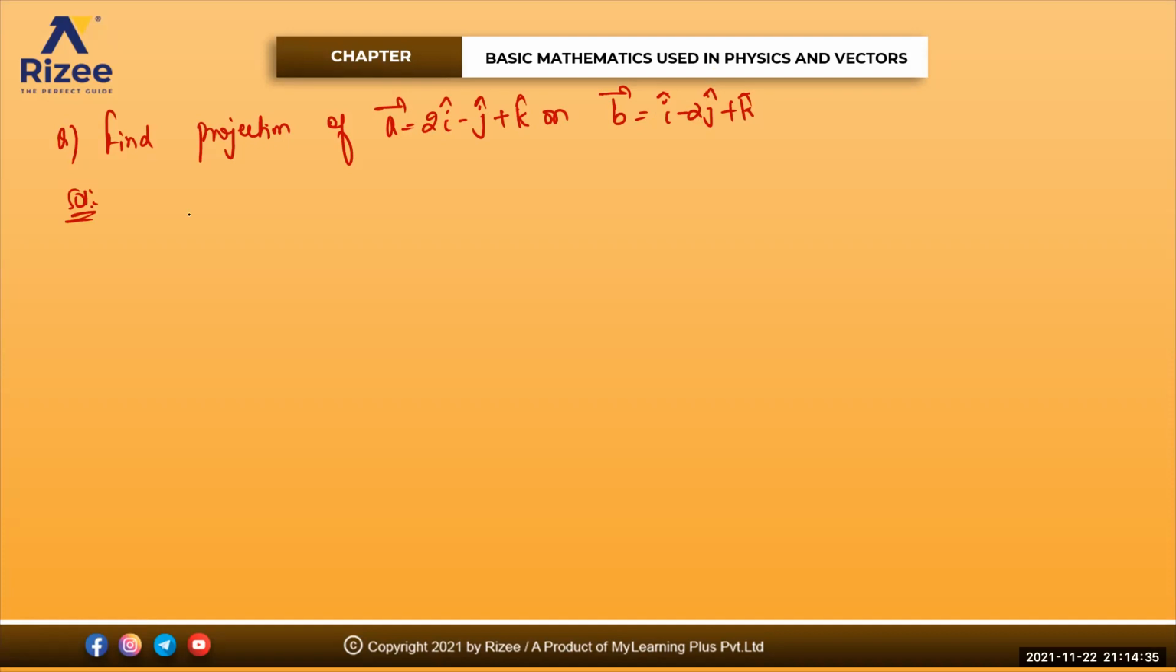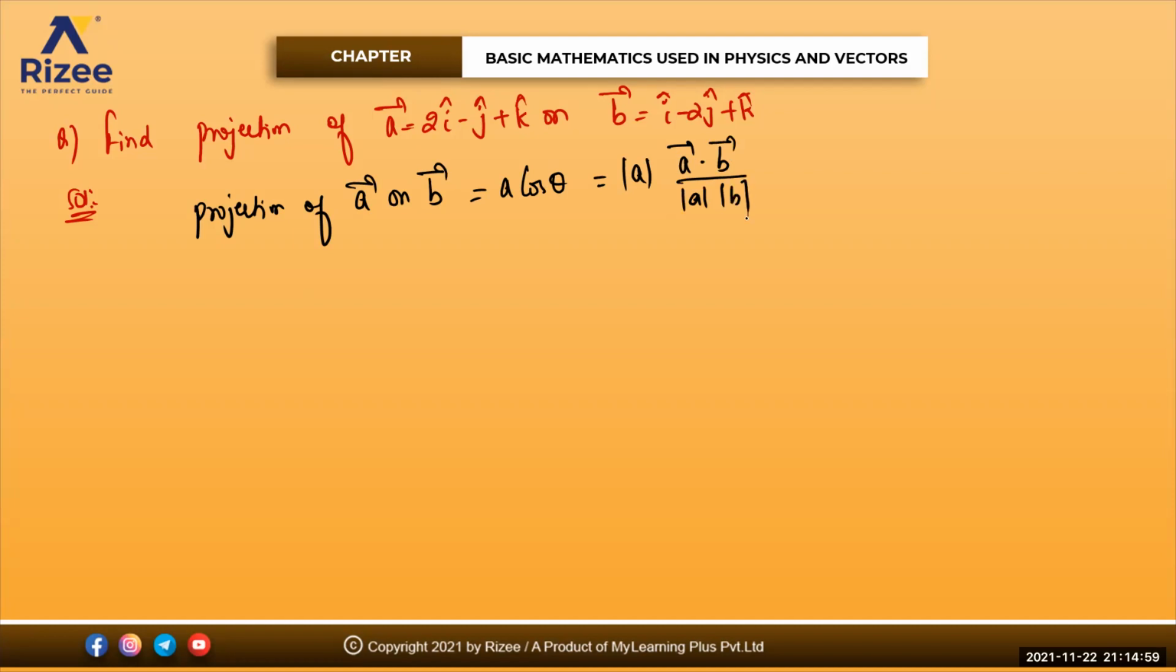Find the projection of A bar on B bar. Projection of A bar on B bar means what? A cos theta, isn't it? So A cos theta, where A is mod of A, and cos theta is A bar dot B bar divided by mod A mod B. So this mod A will get cancelled, and it will be equal to A bar dot your B cap. Clear?